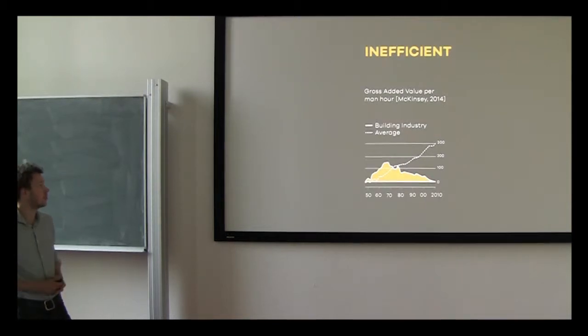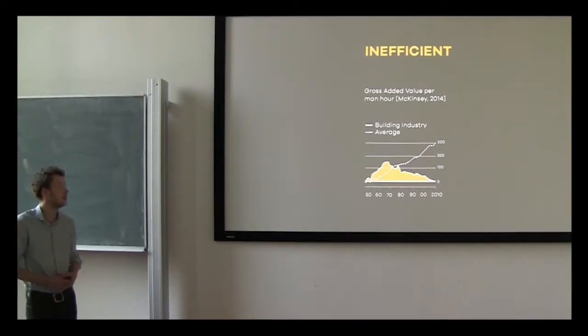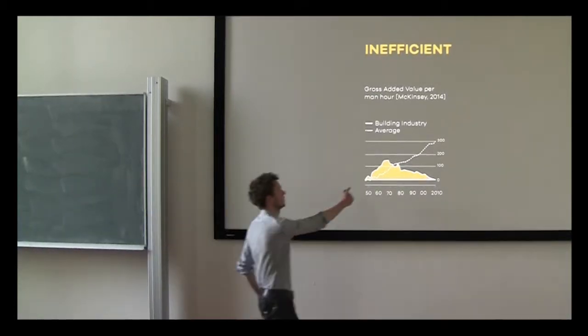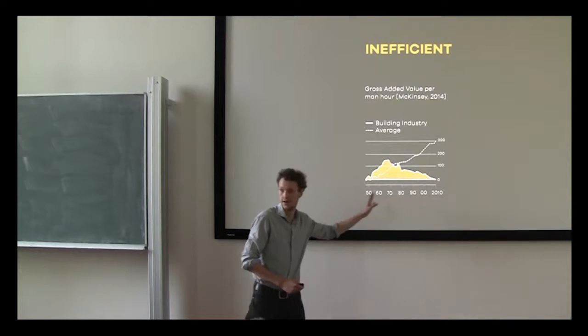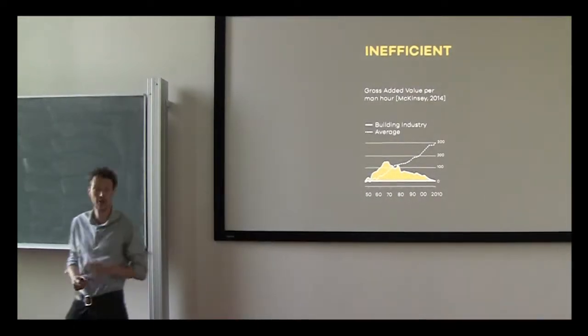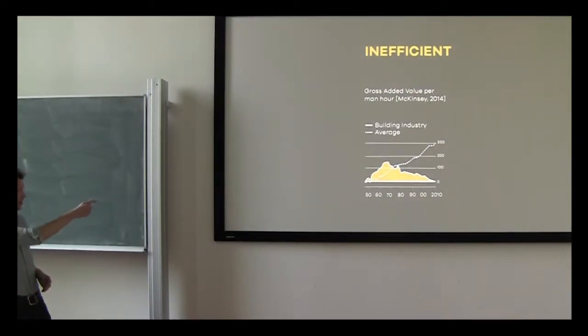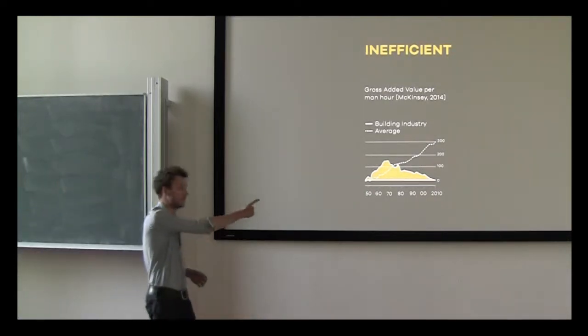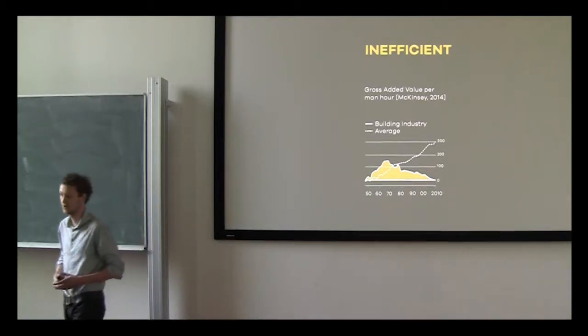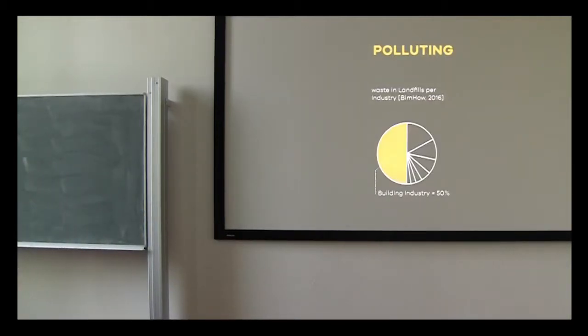This graph shows the gross added value per man hour. It's basically the productivity of the average industries, that's the dotted white line. And you see that in the last half century it's almost tripled on average. And the yellow line shows the productivity in the building industry. You see that today we are more or less on the same level as 50 years ago. So this was really shocking to me.